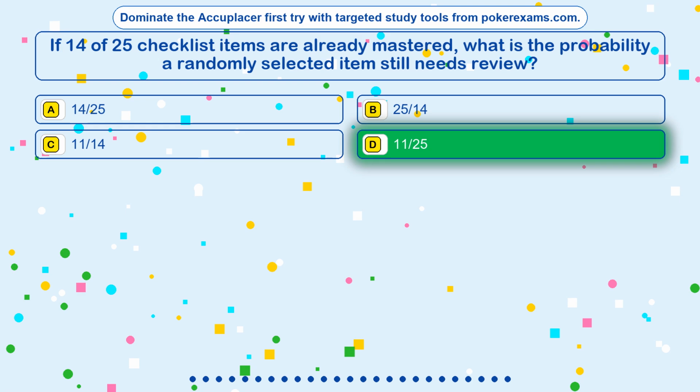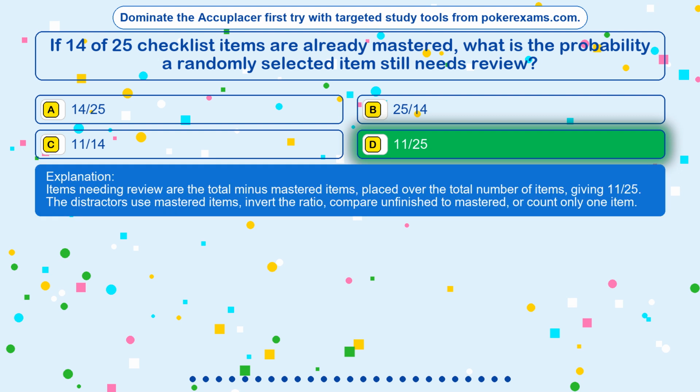The correct answer is option D, 11/25. Items needing review are the total minus mastered items, placed over the total number of items, giving 11/25. The distractors use mastered items, invert the ratio, compare unfinished to mastered, or count only one item.